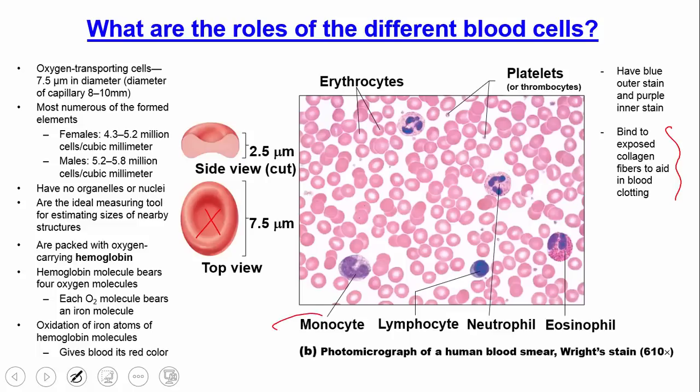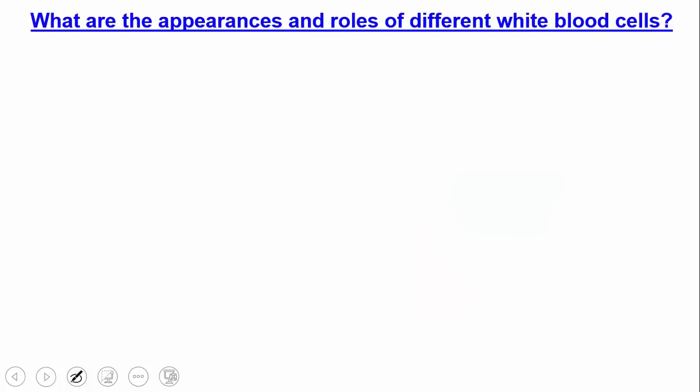Okay, all these other ones here are white blood cells at the bottom. Monocyte, lymphocyte, neutrophil, eosinophil. These are all white blood cells, and we abbreviate those WBC, right? White blood cells, add an S if you want to make a plural. The slide's getting a little cluttered here. Let's go to the next slide to talk about these white blood cells.